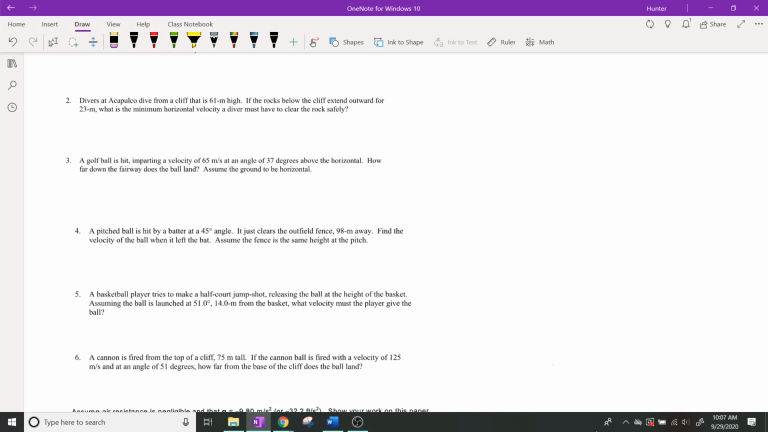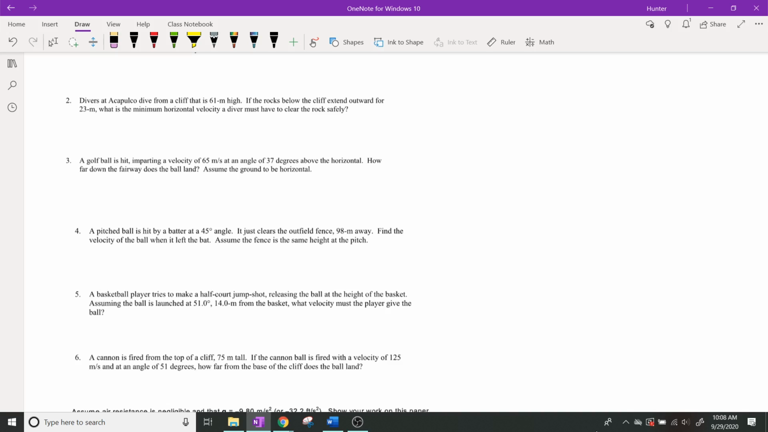Well, let's try one. What is it? Number 5. Okay. A basketball player tries to make a half-court jump shot, releasing the ball from the height of the basket. Oh, we're really at the height of the basket? Okay, so they're jumping really high. Yeah, he's really tall. Assuming that the ball is launched at 51 degrees, 14 meters from the basket, what velocity must the player give? Guys, that's the same one as last time. So can we just use the formula that we just did on the last one and you're good to go? It's the exact same thing. So just try that one.